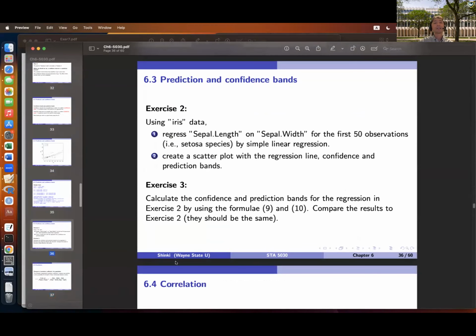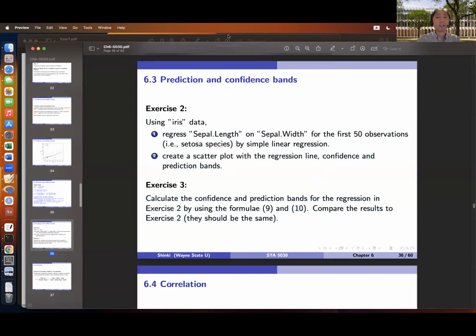So the iris data is available in the default R package. You regress the sepal length on the sepal width, so sepal length is Y and sepal width is X, for the first 50 observations; the original dataset includes 150 observations. Create a plot with the regression line, the confidence interval and the prediction bands. And if you have done this, then you can do exercise 3, which is manually doing exercise 2.